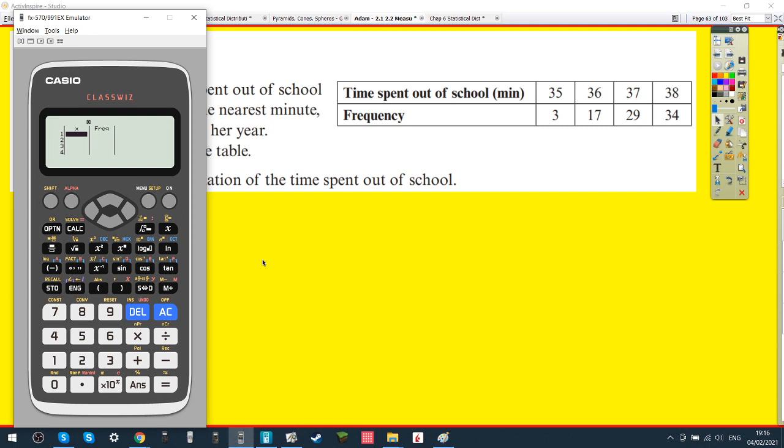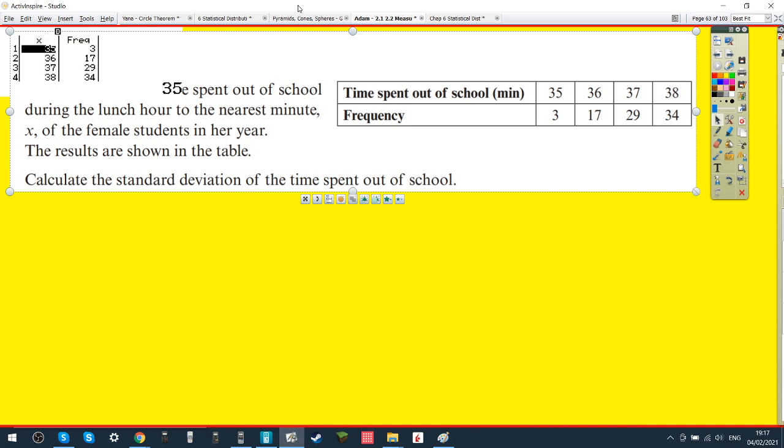Put in the X's. So it'll be 35 for the first one, and then 36, 37, 38. A frequency of 3, 17, 29, and 34. What's next?